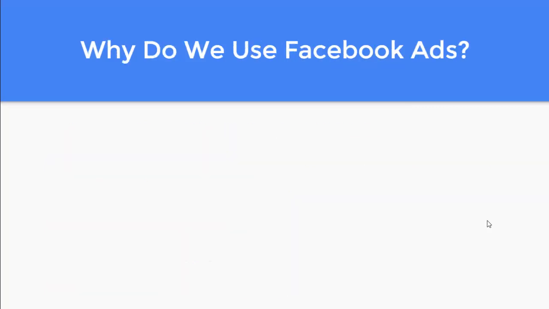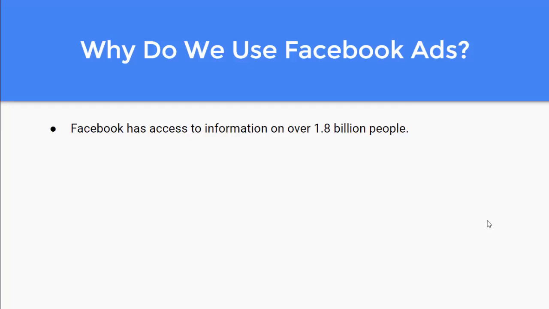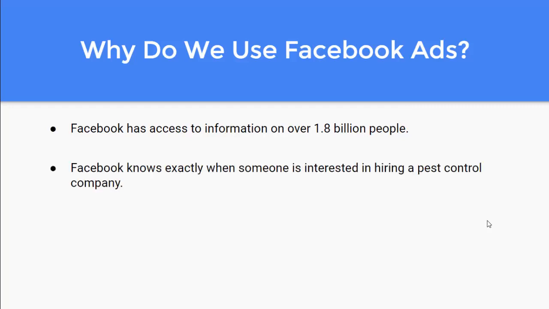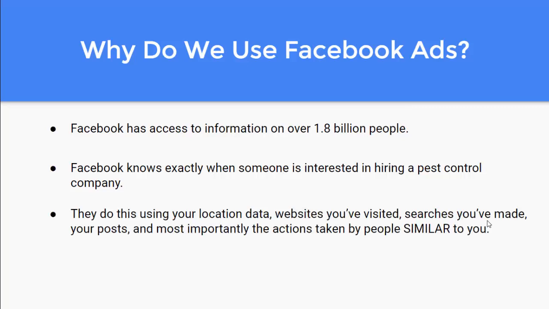So why do we use Facebook ads? Facebook has access to information on over 1.8 billion people, and I believe about 1 billion people are logging in every day into Facebook. And so whether you're in Canada or Europe, or like most of us here in the United States, you're going to be able to find and target customers in your service area. Facebook knows exactly when someone is going to be interested in hiring a pest control company. They're able to do this by monitoring location data, websites people have visited, searches and posts, and most importantly, I have down here, the actions taken by people similar to you.